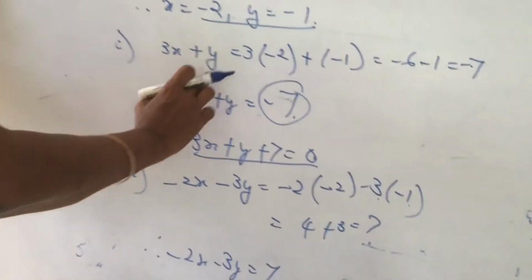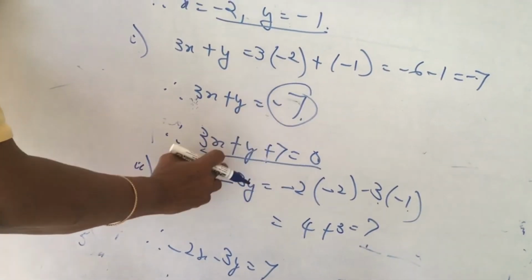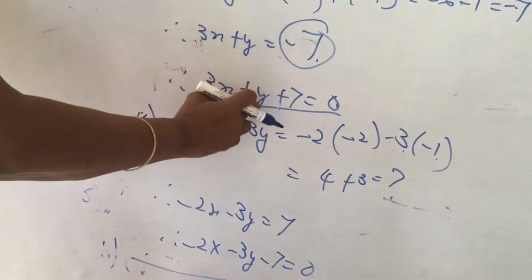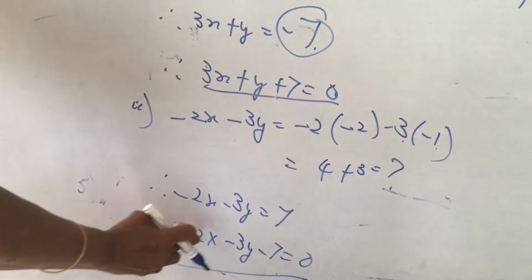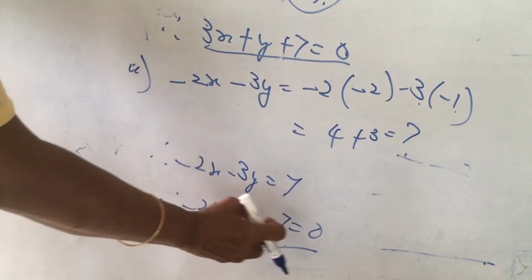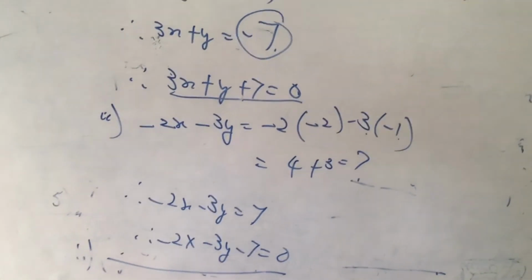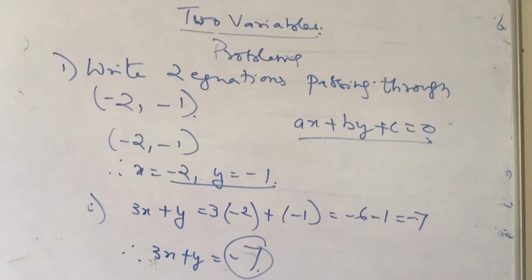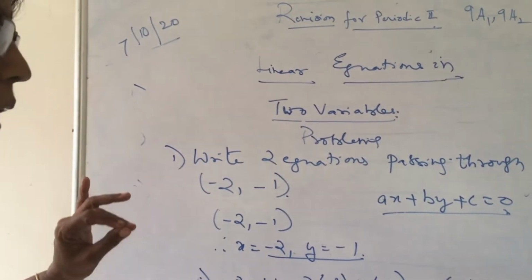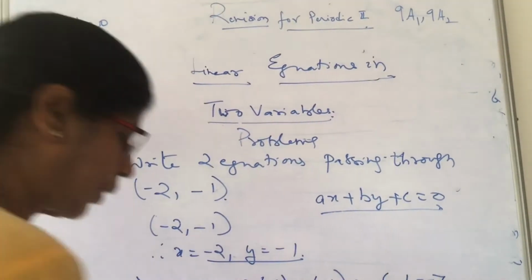I have got 3x plus y equal to minus 7. When I bring minus 7 to the left side, what does it become? Plus 7. Your equation is 3x plus y plus 7 is equal to 0. And in the same way, minus 2x minus 3y minus 7 is equal to 0. The equation in two variables has got infinitely many solutions children. So all of you need not get the same answer. Your answer can vary provided you do correctly.